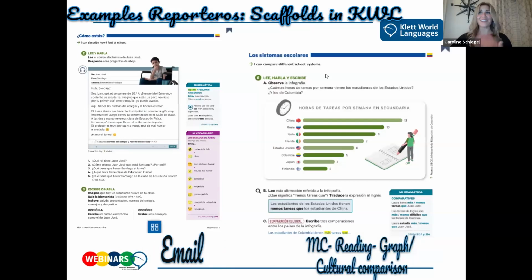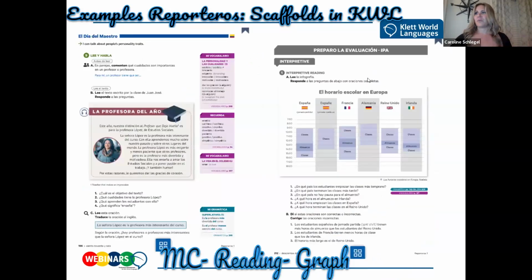And also the strategies change over the course, right? So that it's leveling up with the proficiency of the students. So you'll still see estrategias through all of the versions of Reporteros 1 through 4, but the estrategias are aligned more to the proficiency level of the student and give them a little bit more to think about, leveling up. Again, emails, charts. We've got multiple choice.